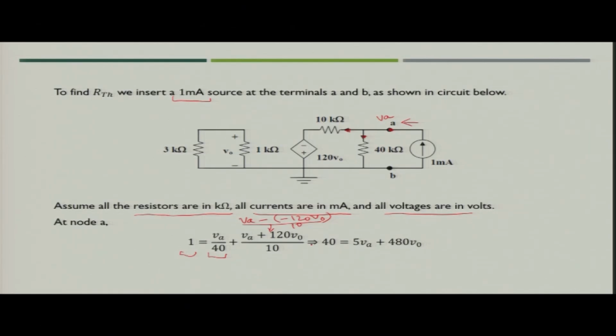So, when you simplify, what you get? You get 40 is equal to, so this will go here and 4 will be multiplied in this segment. So, finally, we get 5 V A plus 480 V naught. So, this is the equation which we get from this particular segment of the circuit.